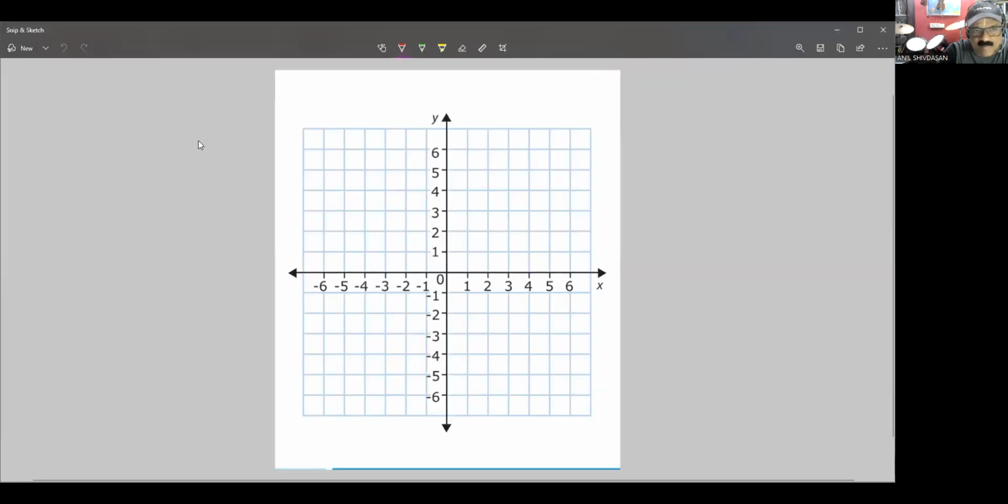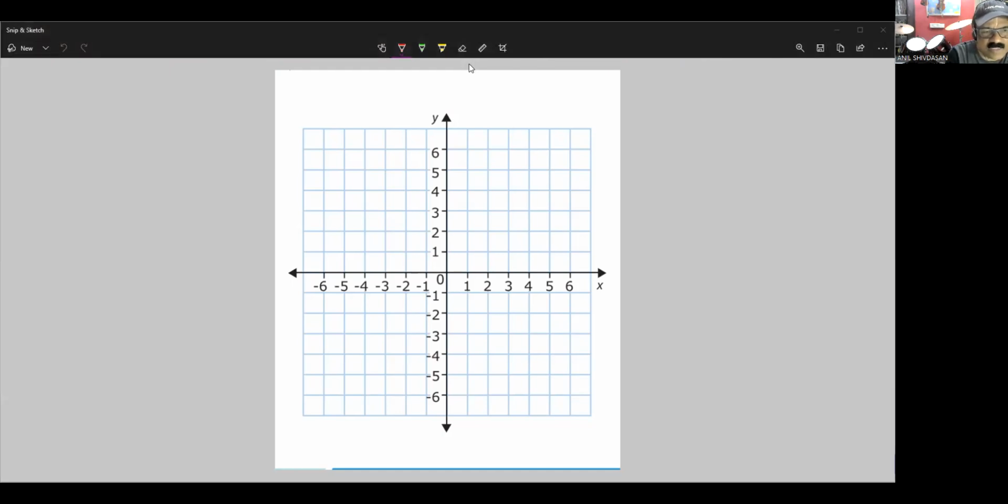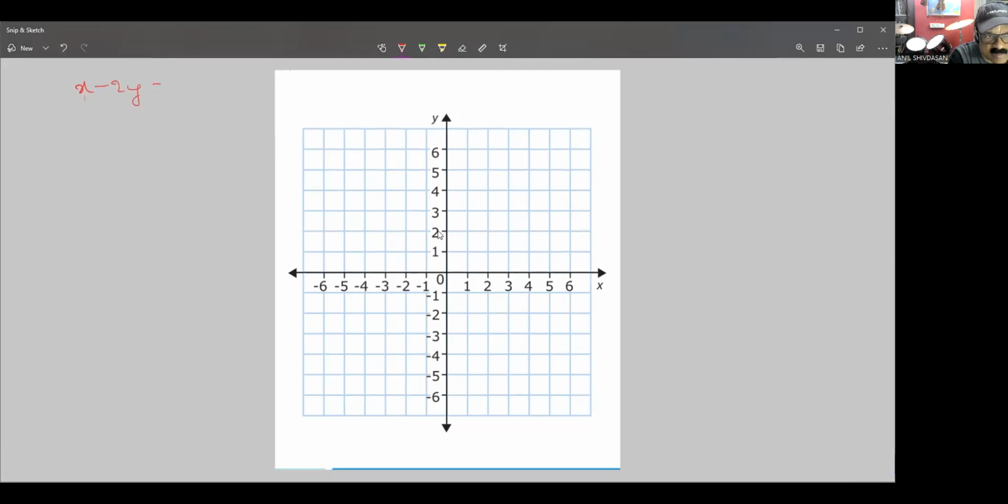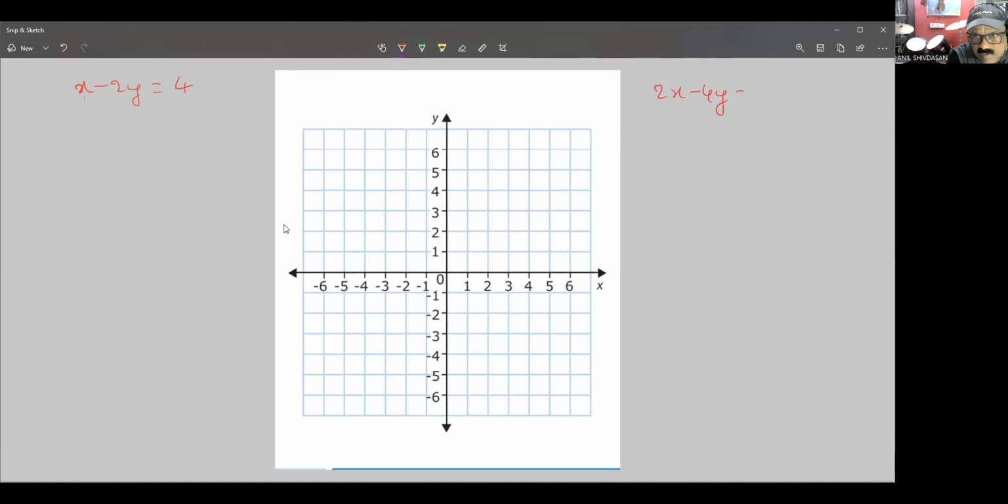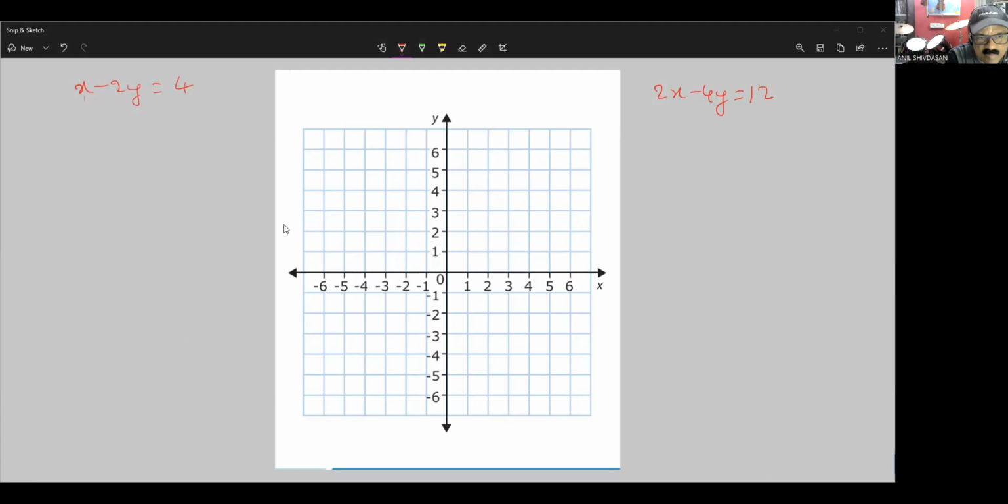Right. So first of all, I need to just copy down the two equations. So the equations are x minus 2y equal to 4, and the other equation is 2x minus 4y equal to 12. Double check again. x minus 2y equal to 4 and 2x minus 4y equal to 12.